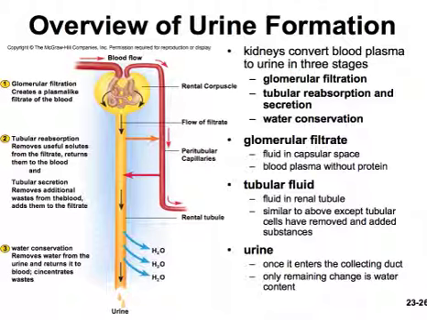The tubular fluid is the fluid that we find in the renal tubule, in the proximal convoluted and the distal convoluted tubules, as well as in the nephron loop. It's similar to the glomerular filtrate, except the tubular cells have removed and added different substances. Now, we don't call it urine until it enters the collecting duct, where the only remaining change is water content. No more substances will be absorbed or secreted.